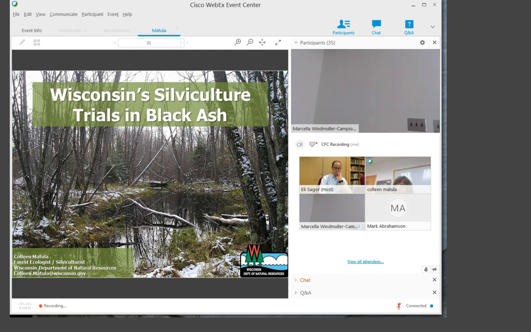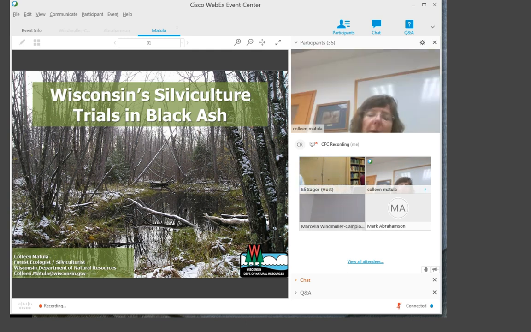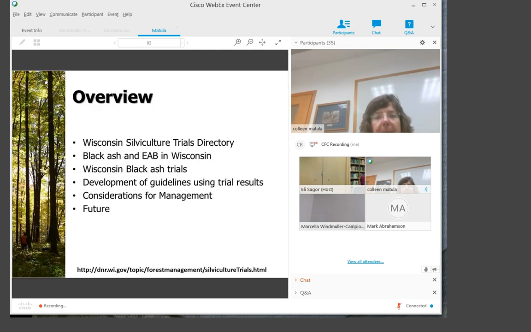Hello, this is Colleen, and I'd like to transition into talking about management of black ash and what we are learning from our ash trials to improve the resiliency in these black ash stands. I'm going to toggle through some slides here.